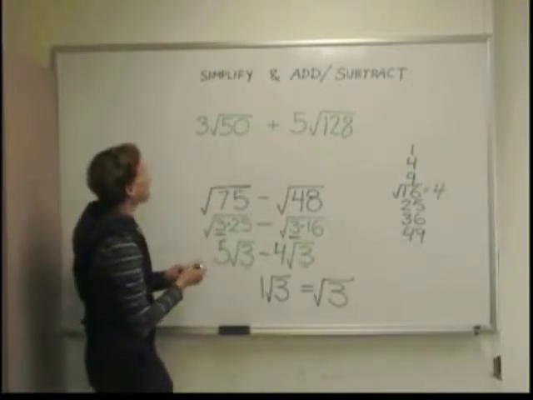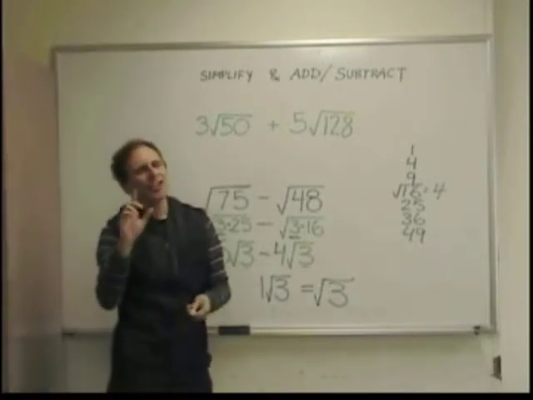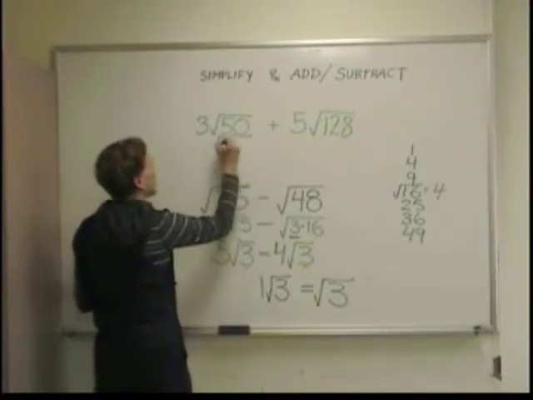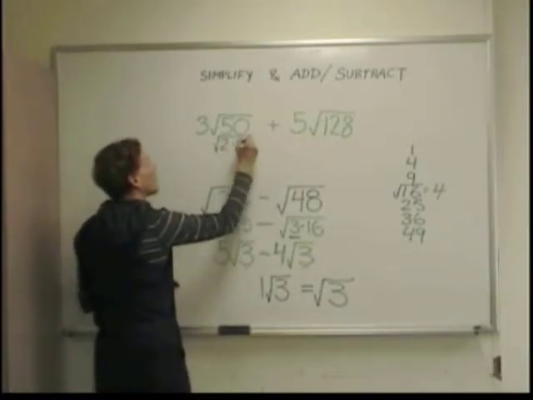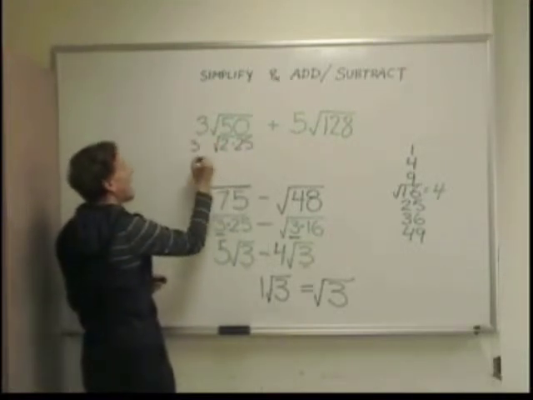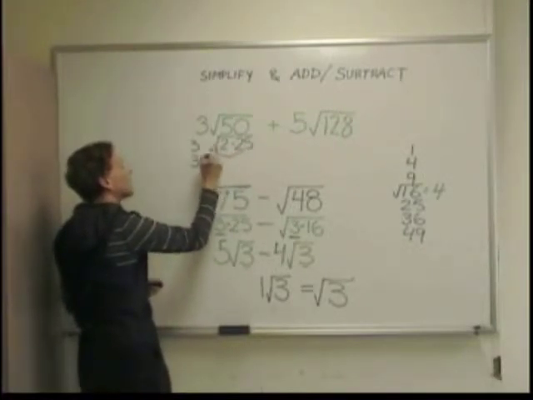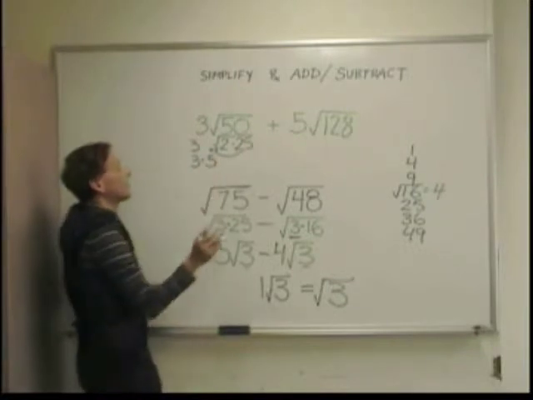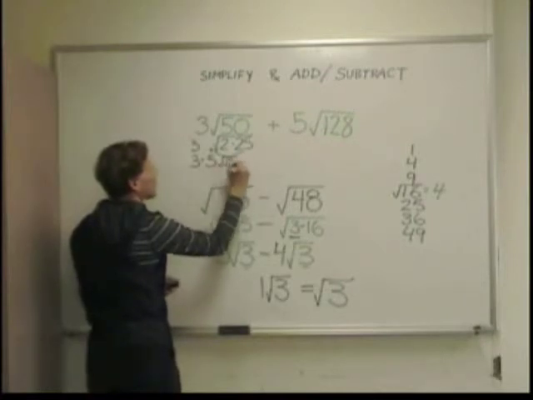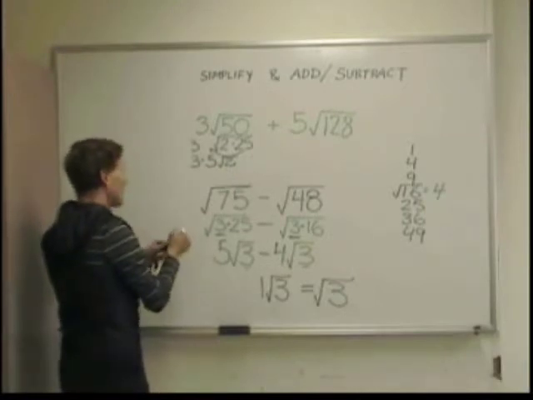Let's try the one on top, this green problem. Now I have a number on the outside. That changes things just a little bit. I do the same procedure, breaking down the 50 as 2 times 25. Keep that 3 outside, but I'm going to make room. And the 3 gets multiplied by this 5 that comes out. The 5 comes out because it's the square root of 25. The 2 doesn't have a perfect square, so it stays in. So I have 3 times 5 radical 2.